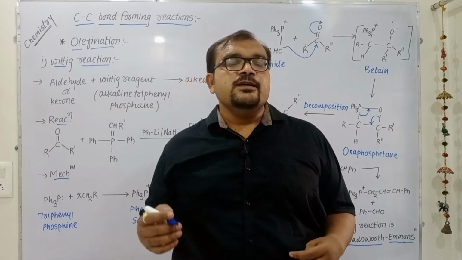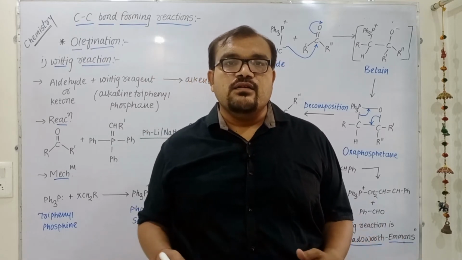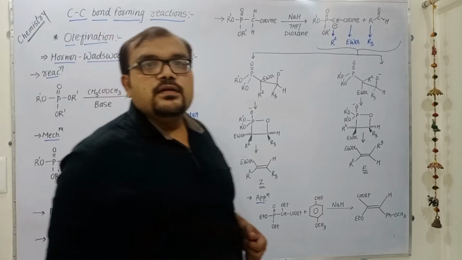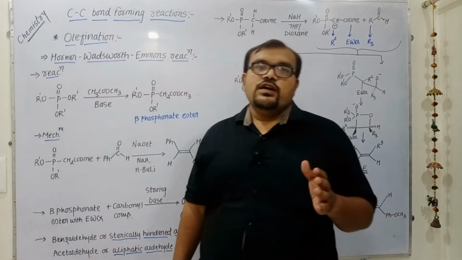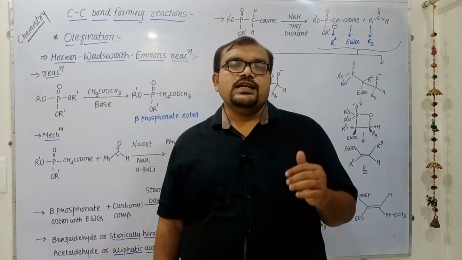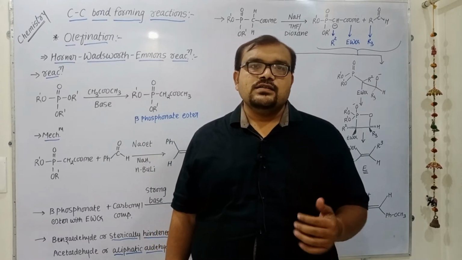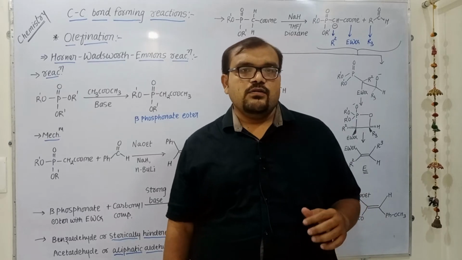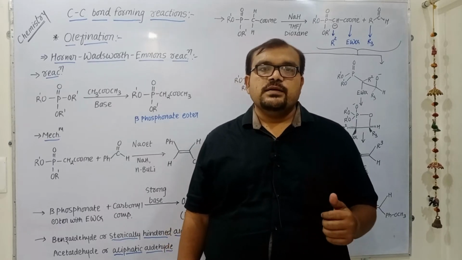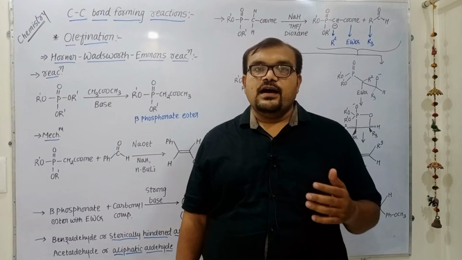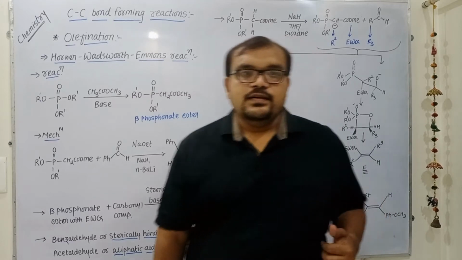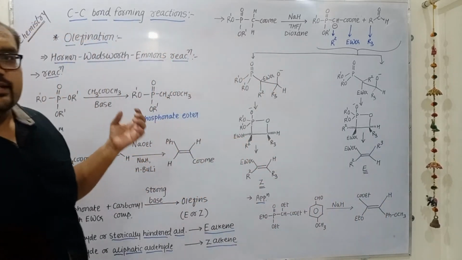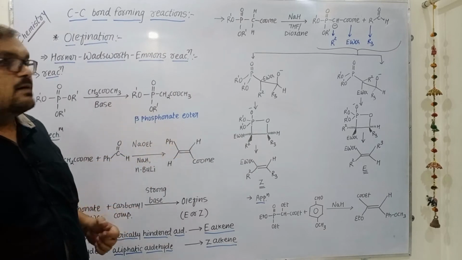Again this one is an important reaction. So let me see the modification of Wittig reaction. So friends, modification of Wittig reaction is known as Horner-Wadsworth-Emmons reaction or Horner-Wadsworth-Emmons modification, and how it's carried out. Let's see with reaction mechanism and example.